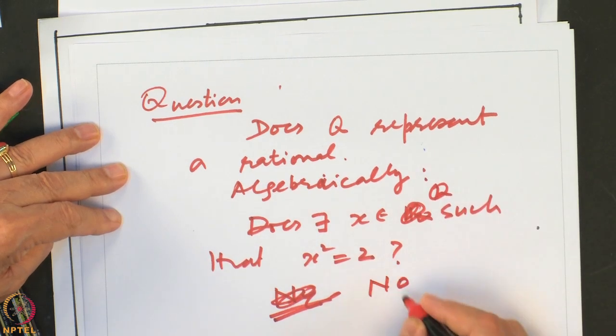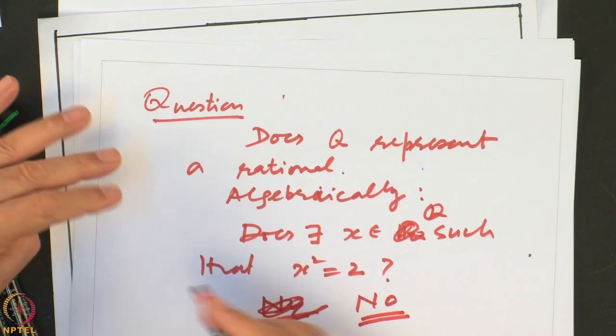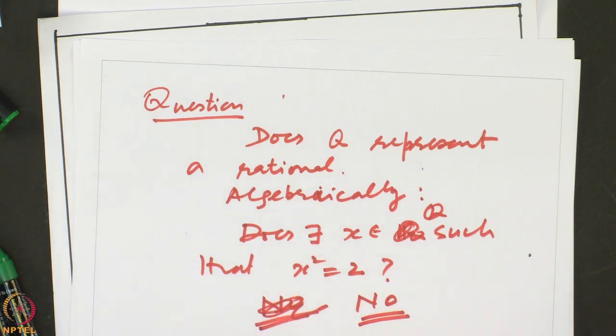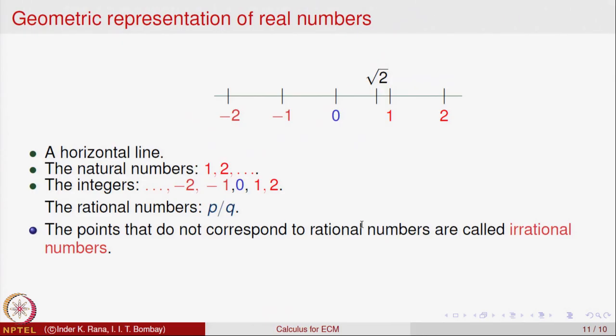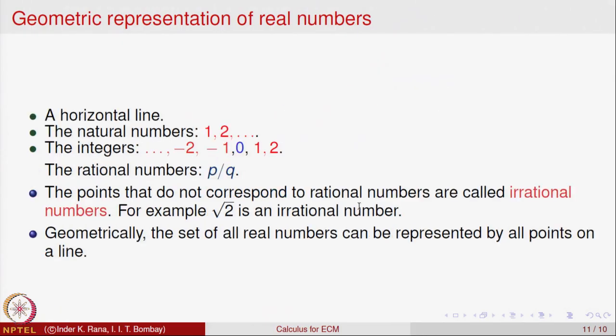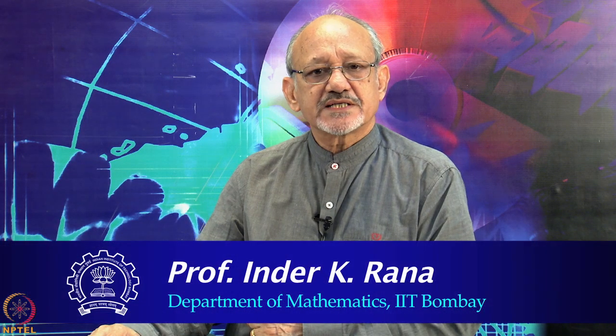The answer is no. So, that is why one had to invent. So, there is no rational number whose square is equal to 2. So, one had to invent some numbers beyond rational numbers, and they are called the irrational numbers. So, geometrically, the set of all real numbers can be represented by points on the number line. So, we will continue our discussion of the number line further in the next lecture.